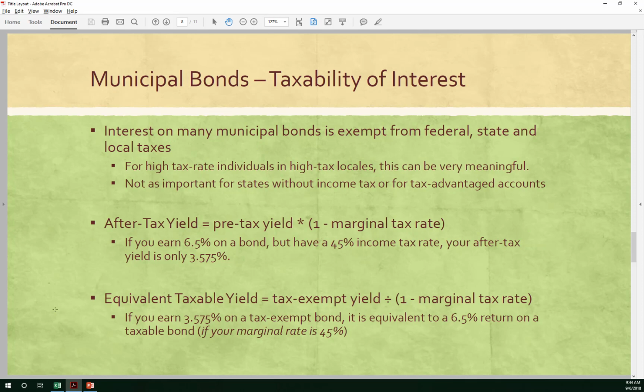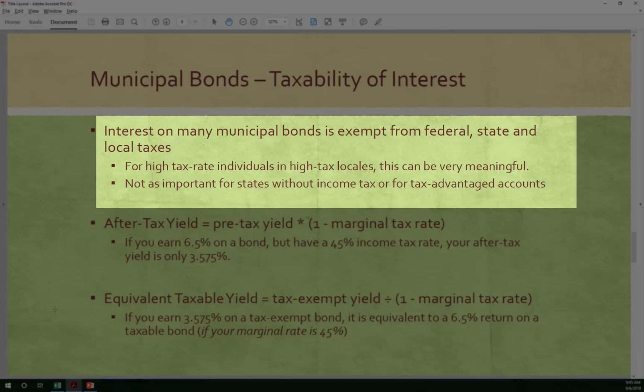Alright, last topic for this video, we're going to look at the taxability of interest, and in particular think about municipal bonds and how after-tax yields and pre-tax yields are related. So because the interest on municipal bonds is typically exempt from federal, state, and local taxes, it's important to be able to compare the yields on municipal bonds, on these tax-free bonds, with other bonds.